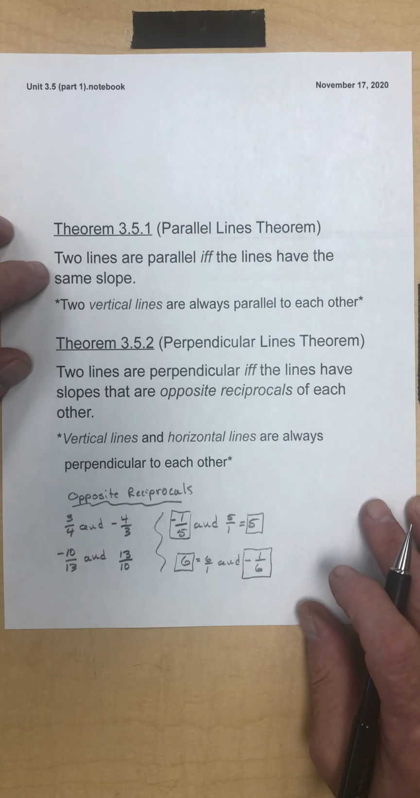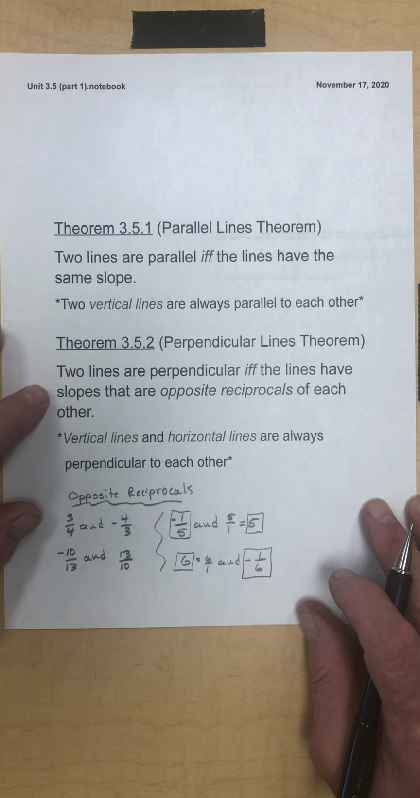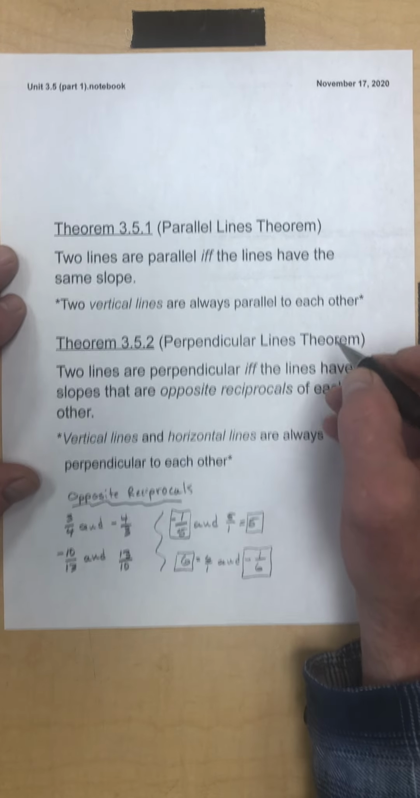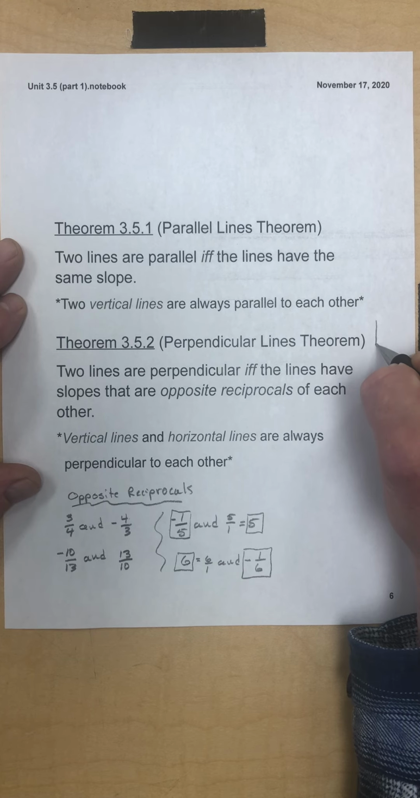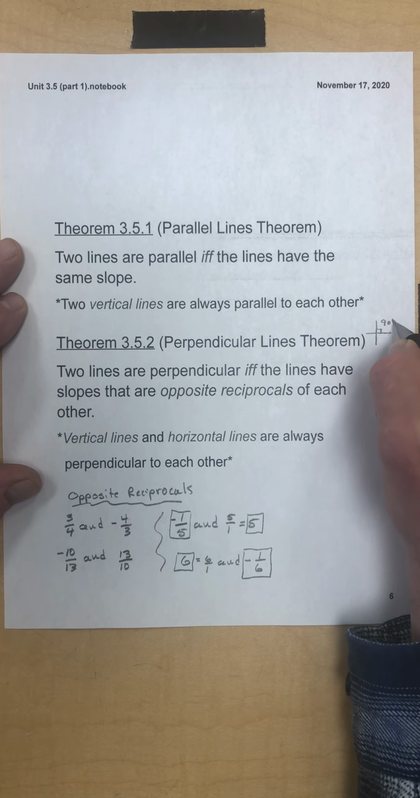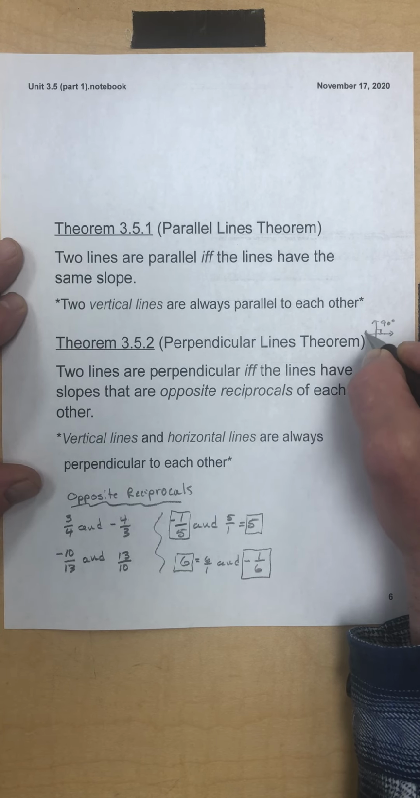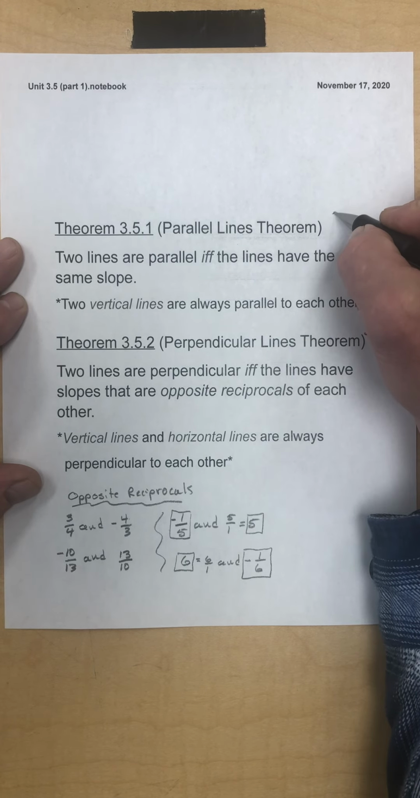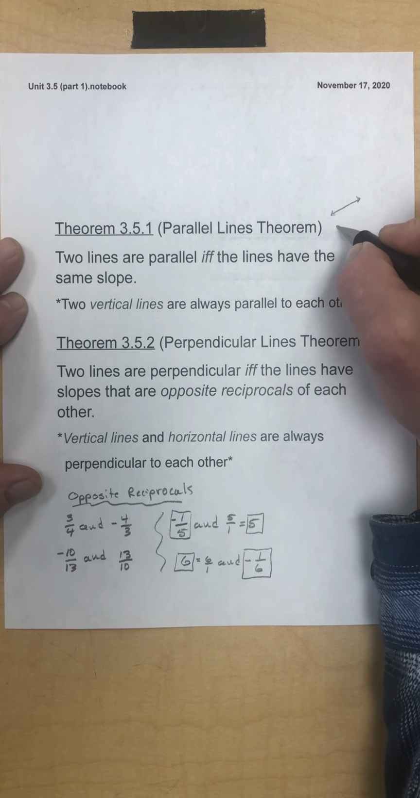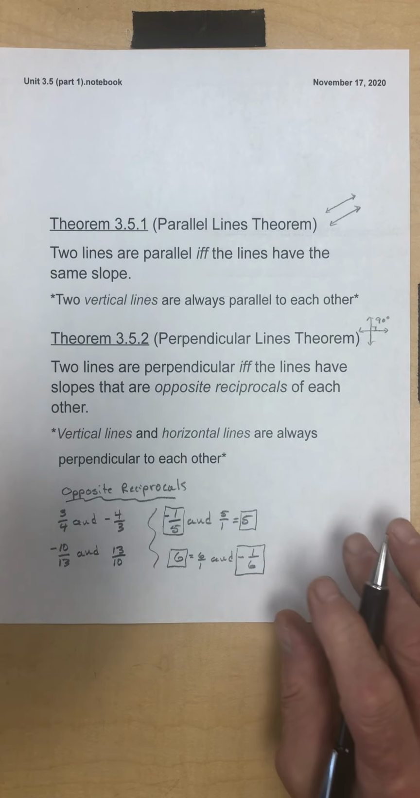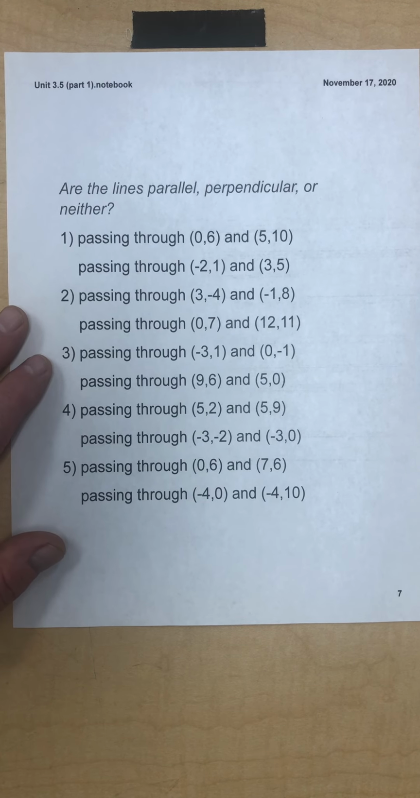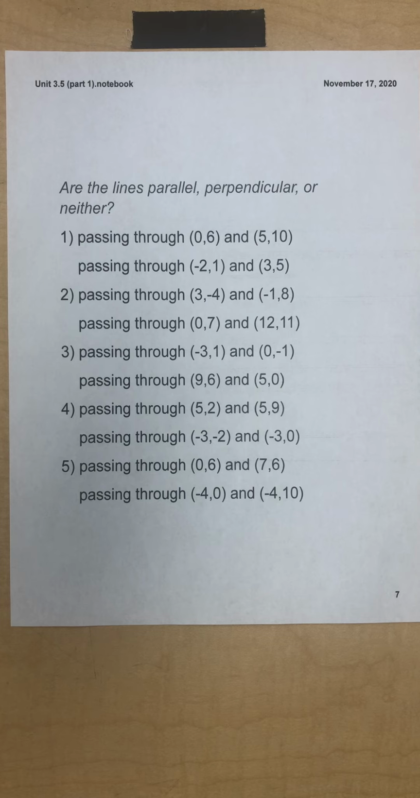So if lines have the same slope, then they're parallel. If lines have slopes that are opposite reciprocals of each other, then they're perpendicular. And remember, perpendicular means they intersect to form 90-degree angles. So you'd have your little box there, or just 90 degrees. Perpendicular, they form right angles. Parallel, they do not touch each other.